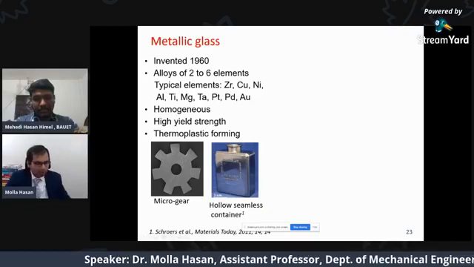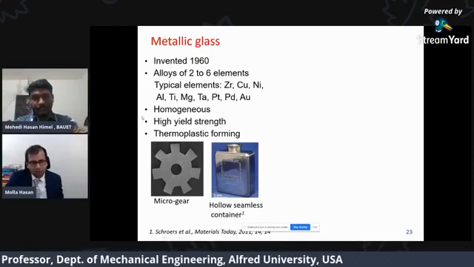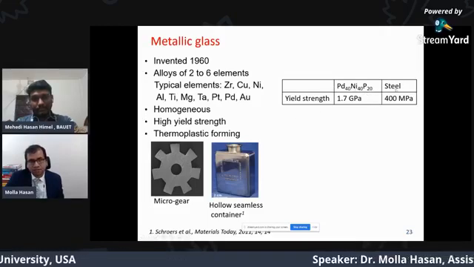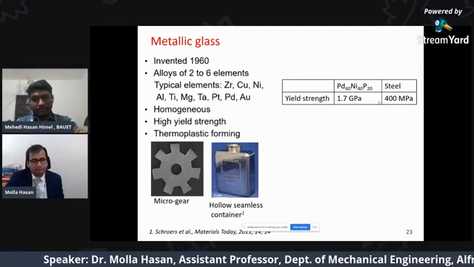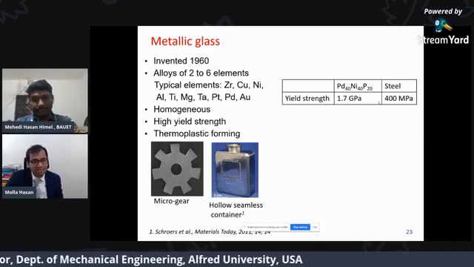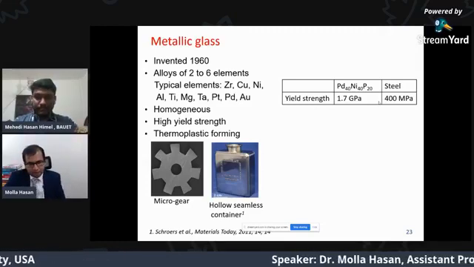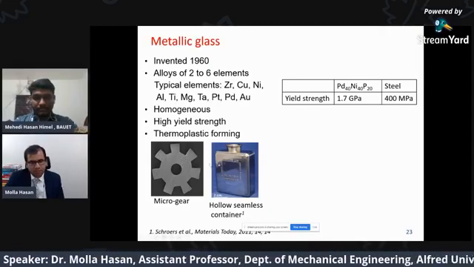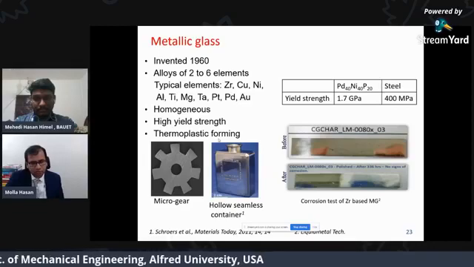This metallic glass was invented in 1960. It is an alloy of 2 to 6 elements, and it's very homogeneous. It has a high yield strength. I'll just give an example. The yield strength of steel is 400 megapascal. On the other hand, this Pd-based metallic glass, one of the very common metallic glasses, has a yield strength of 1.7 gigapascal. It's 4 times higher than steel. And you can form very small parts with precision by thermoplastic forming. And it's very good against corrosion.